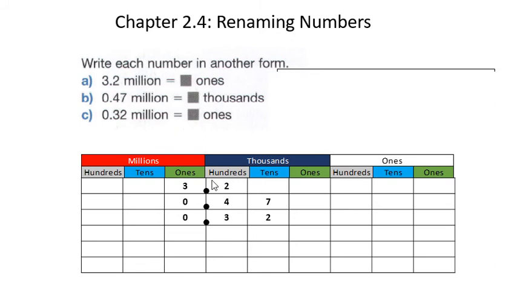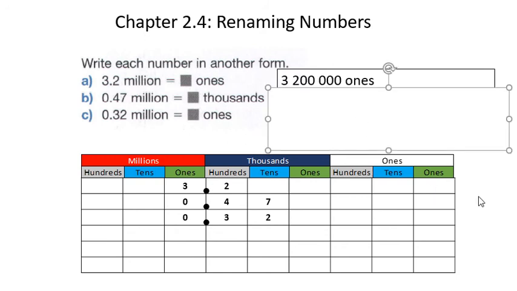So we could read this as 3.2 millions, or we could not look at the decimal anymore, since we're not looking at millions, and call it 3,200,000 ones. So we could look at it from either standpoint.